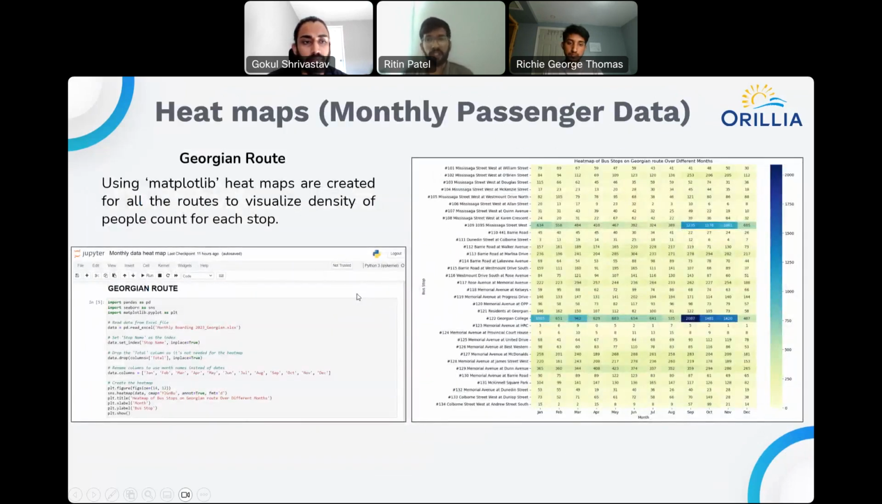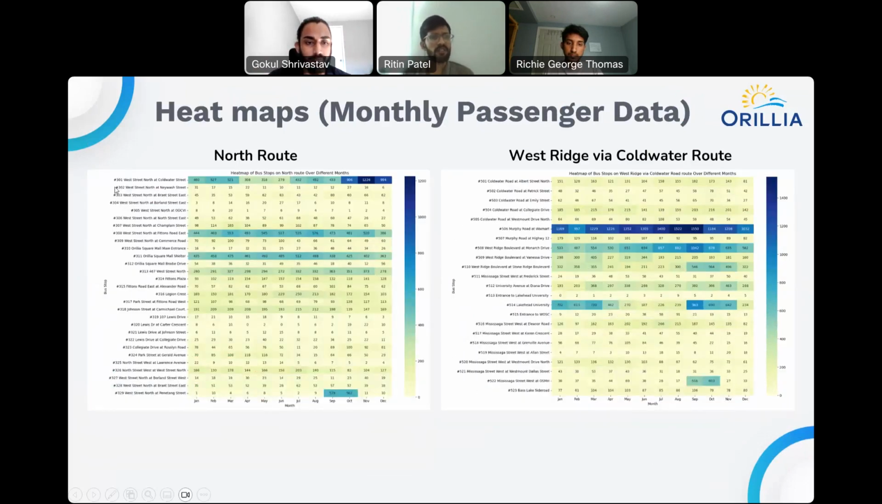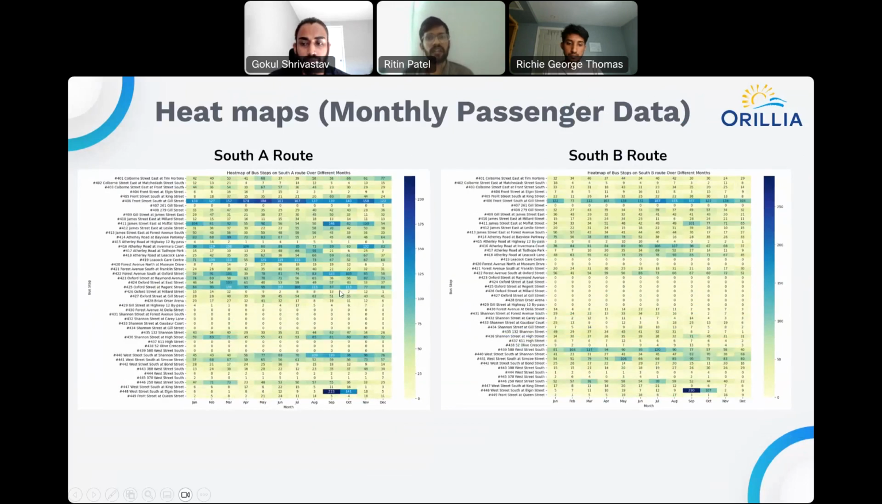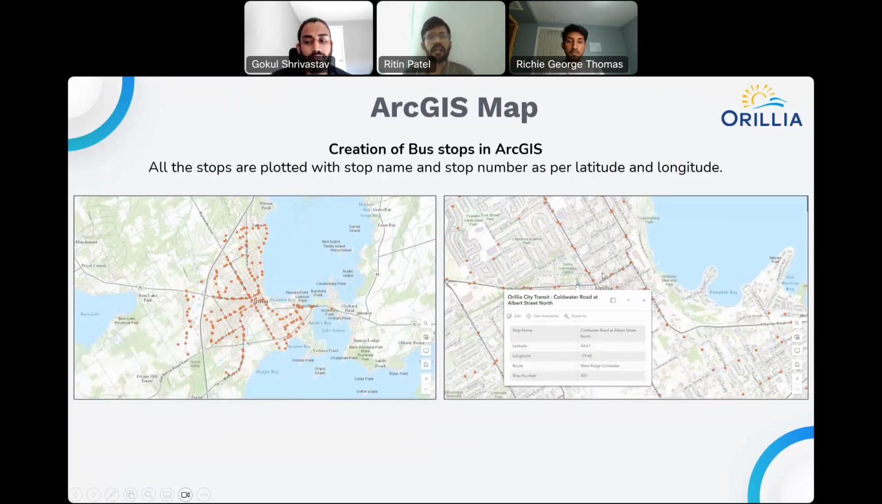Then we have also created the heat maps for monthly data as well. This is the code and this is the overall heat map for Georgian route. We can clearly visualize which stops are used more in terms of ridership. Here you can see Georgian College is used more. And here 301 is more in Westridge via Cold Water. The 506 stop has a high ridership. Similarly, for Lackley and Westridge via Oldbury, you can see the stops with high ridership. These are for South A and South B. Now Richie will talk about the ArcGIS.